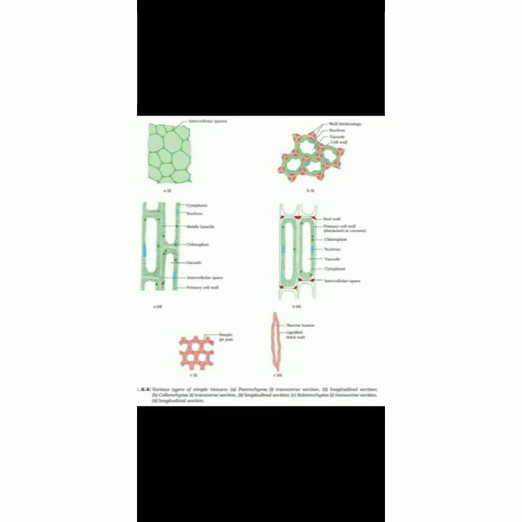It is present in the stem around vascular bundles, in the veins of leaves and the hard covering of seeds and nuts. It provides strength to plant parts like the husk of the coconut. So that's all about simple permanent tissue.